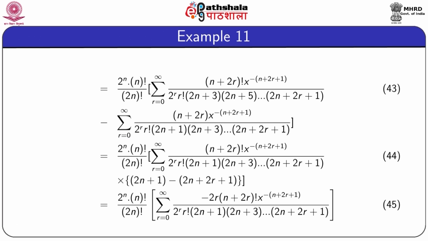Further simplification gives equation number 45, which is 2 to the power n into n factorial divided by 2n factorial, into summation r equal to 0 to infinity minus 2r (n plus 2r) factorial x to the power minus n plus 2r plus 1, divided by 2 to the power r into r factorial (2n plus 1)(2n plus 3) dot dot (2n plus 2r plus 1).